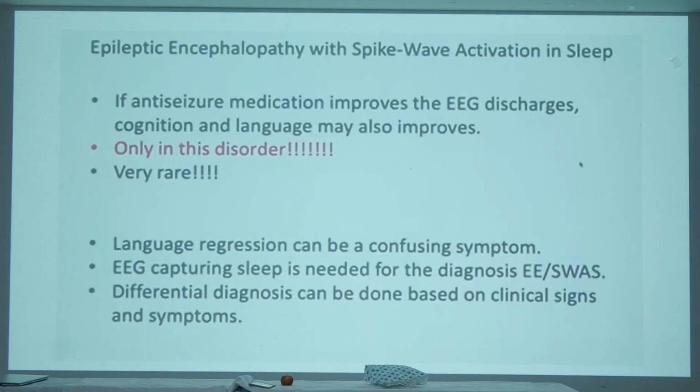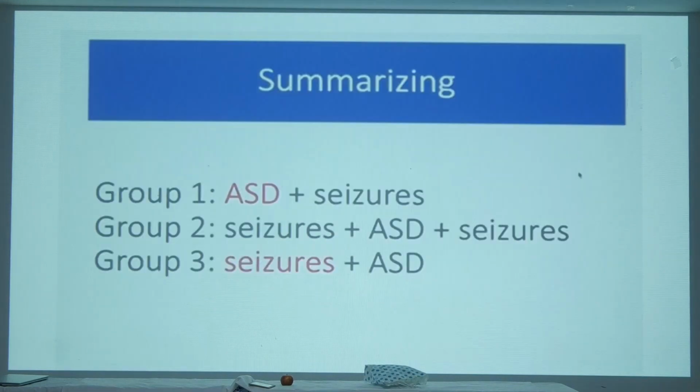So why am I focusing on this entity here? Because this is the only disorder where, if the EEG discharges are controlled with the anti-seizure medications, the cognition and language also improve. Initially we told that do not treat the EEG, treat the patient. But here we are telling, even though there is no epilepsy, no seizures, if we treat the EEG discharges, there is a significant improvement in the cognition and language.